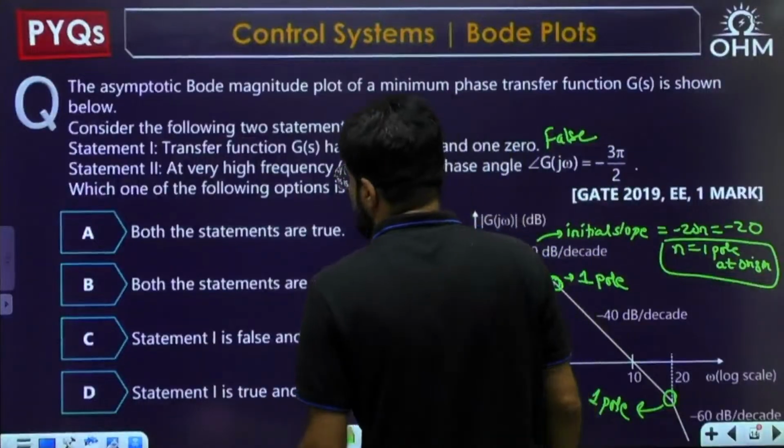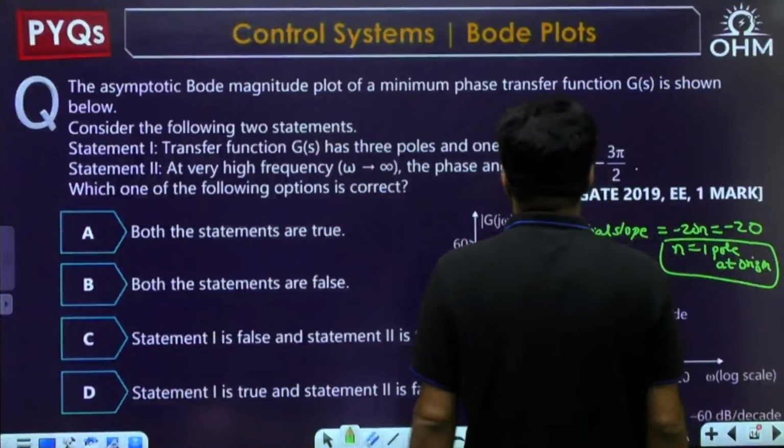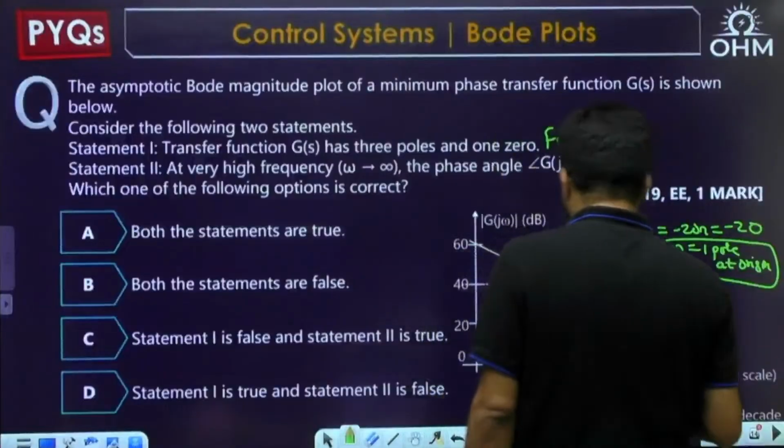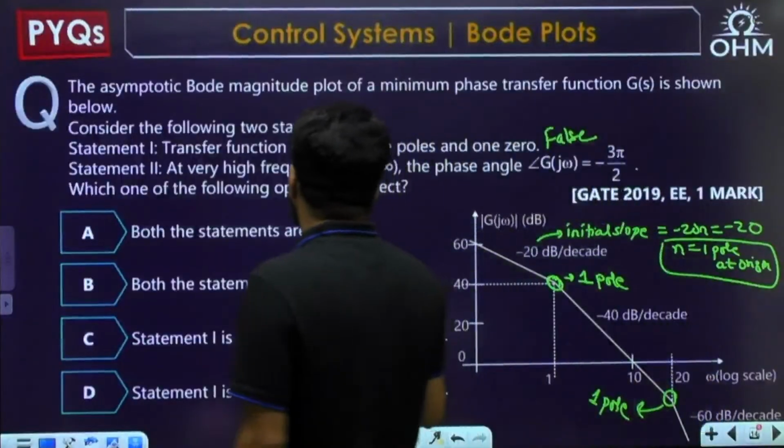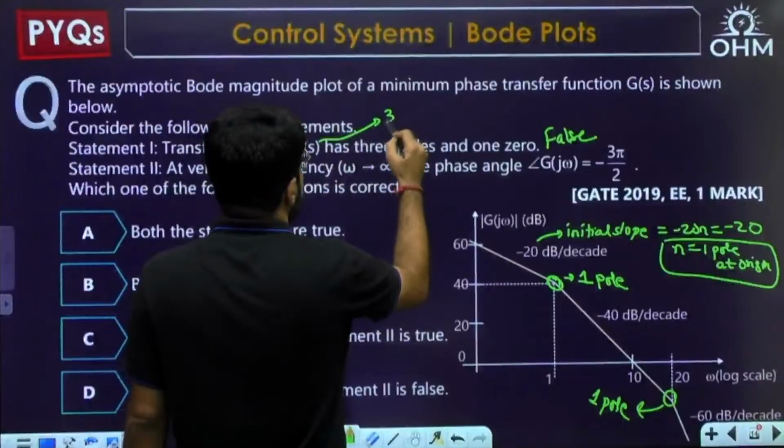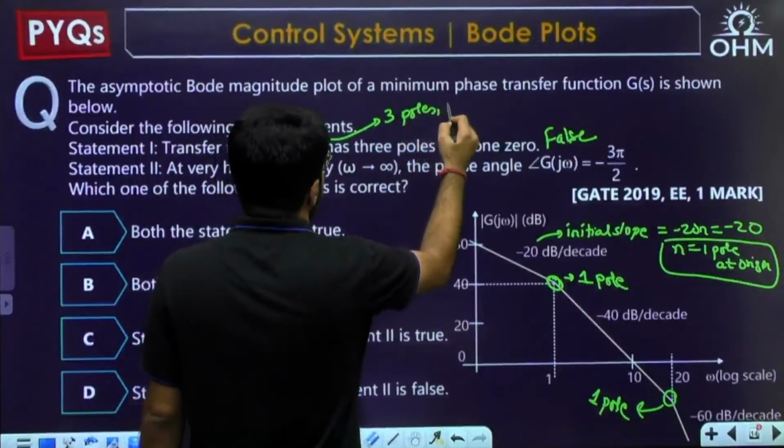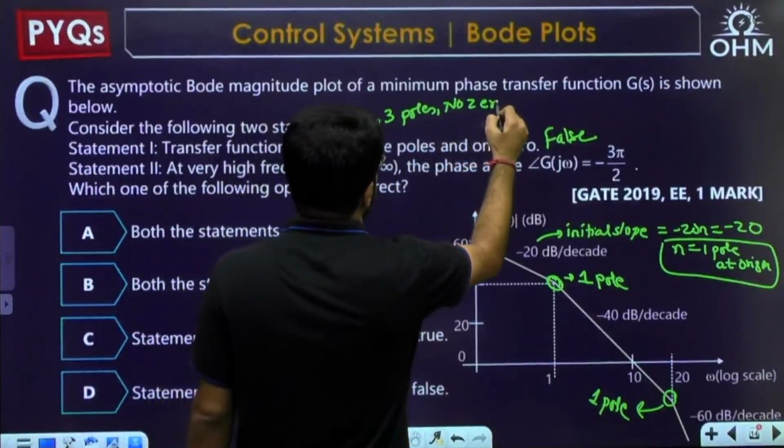Which of the statements is correct, true or false? That's what we have to see. The first is false, because the GS has 3 poles and no zeros.